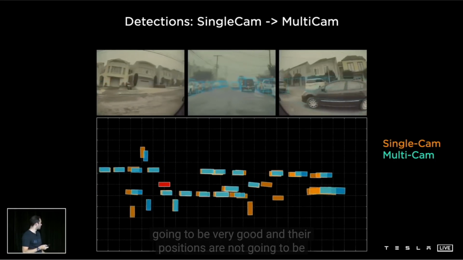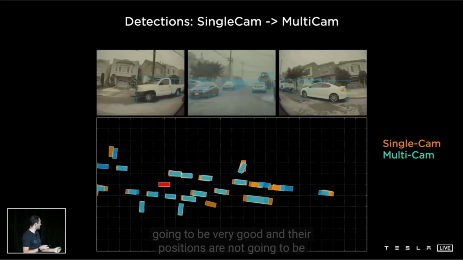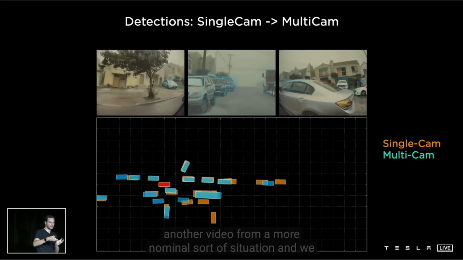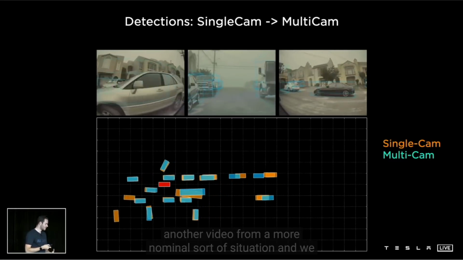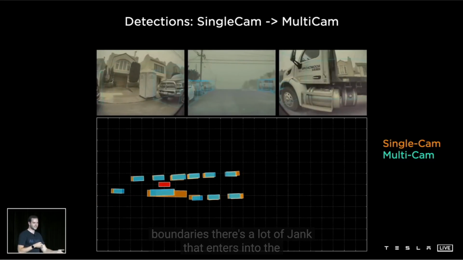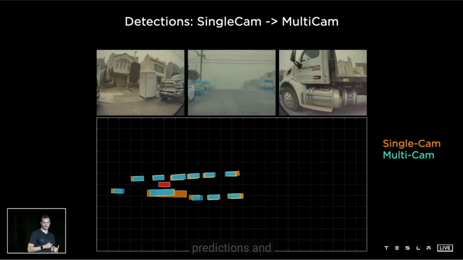Here's another video from a more nominal sort of situation. And we see that as these cars in this tight space cross camera boundaries, there's a lot of jank that enters into the predictions. And basically, the whole setup just doesn't make sense, especially for very large vehicles like this one. And we can see that the multi-camera networks struggle significantly less with these kinds of predictions.